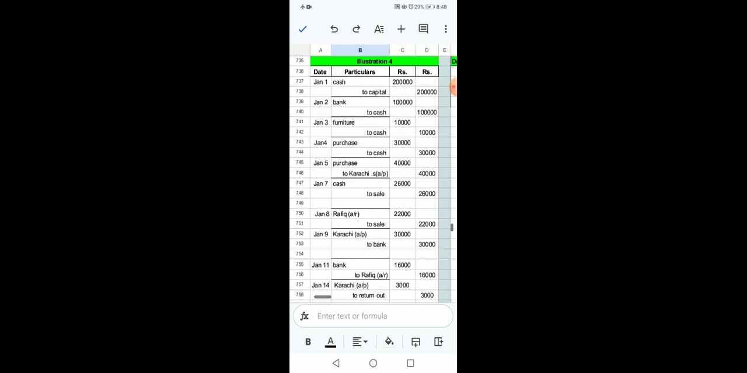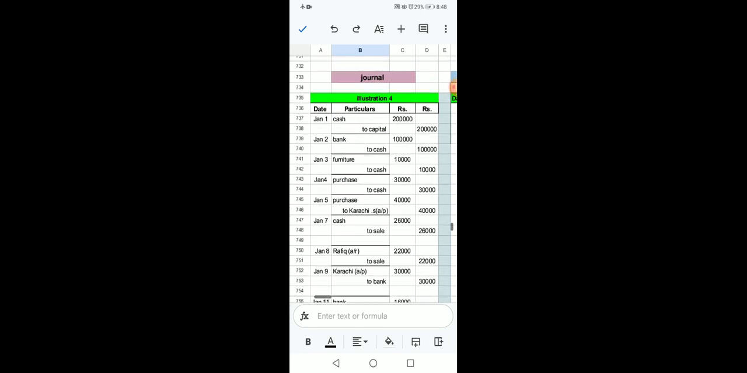Guys, welcome back. As you know, for illustration number 4 we have completed the journal entries. Let's take a view. So these many journal entries have already been recorded over here. Now the next target is to convert these journal entries into ledgers. Since there are a large number of journal entries present over here, the question would be lengthy.